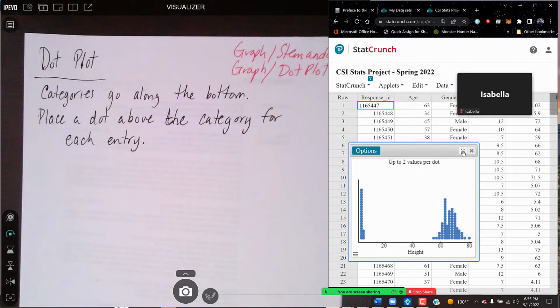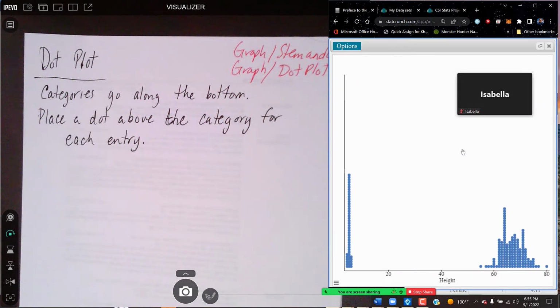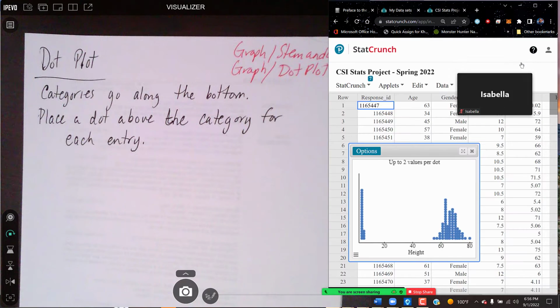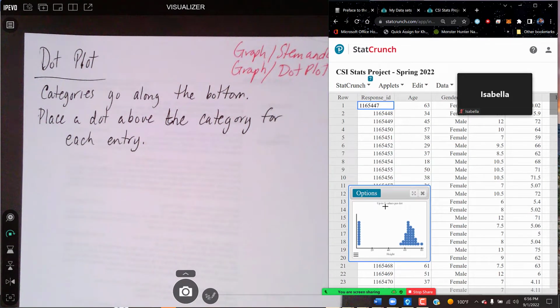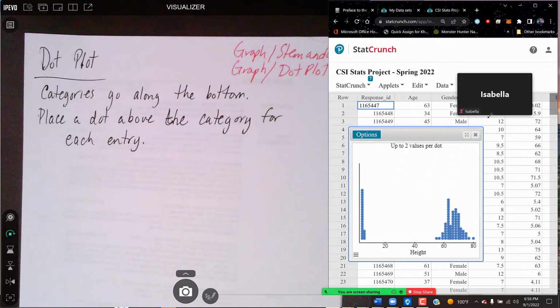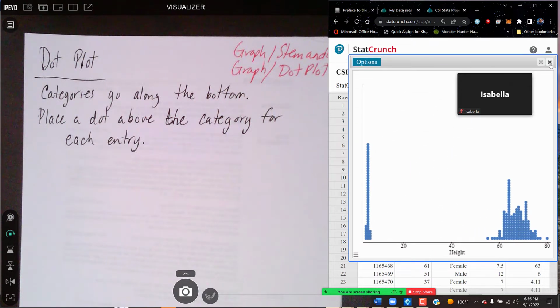Oh, it's saying up to 2 values per dot. Look at that tricky thing. So maybe that's because I got it small. Yeah, when I make it bigger, it doesn't say that. So if you're making the graph small, now it says, you can barely read it, up to 5. It's got less dots though. So you can do stuff like that. The bigger you make the graph, the more dots you can show.